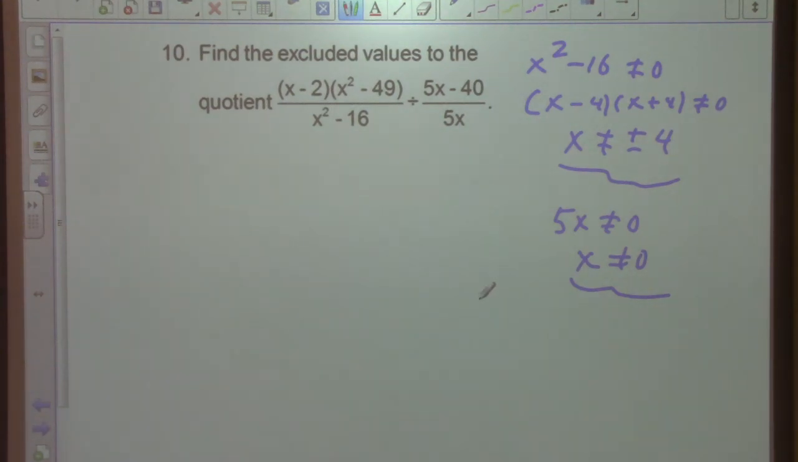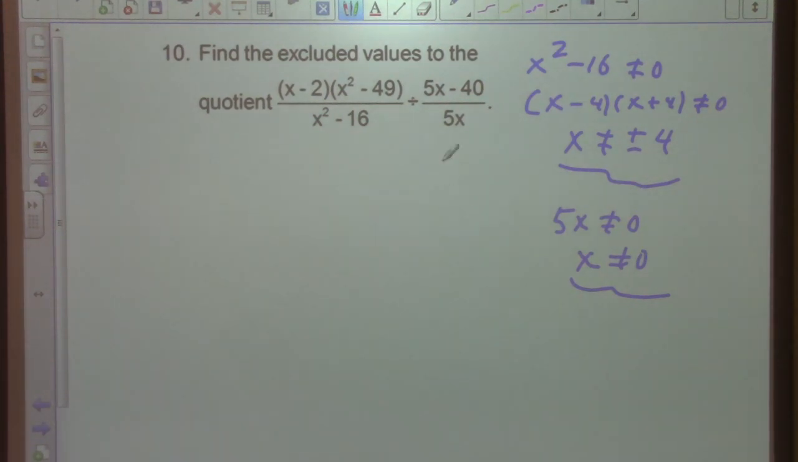Is there anything else? There is something else. Is it 8? Yeah, it's 8. Let's talk about this, because when we divide, we're going to have to do this. And I'm going to show you an excellent problem-solving strategy on this one here.